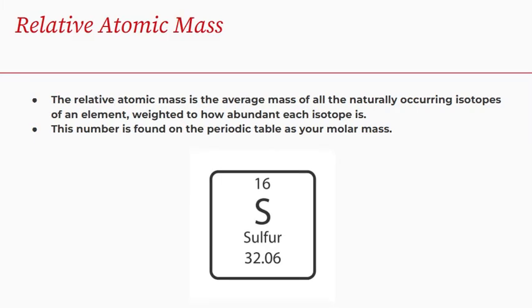This is our next lecture on relative atomic mass. The relative atomic mass is the average mass of all the naturally occurring isotopes of an element. Each one of those isotope masses is weighted by how abundant that isotope is in nature. We can find this number on our periodic table as the molar mass, which you've seen before in a lot of the calculations you've done.